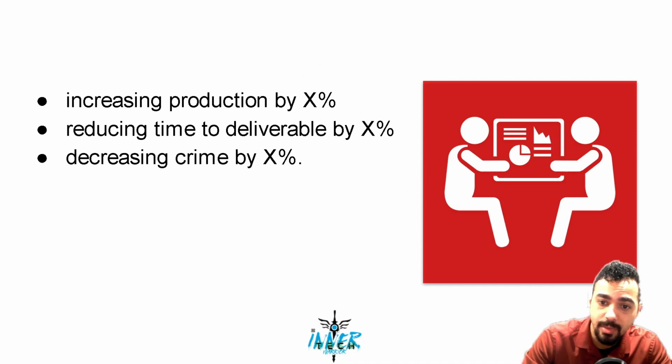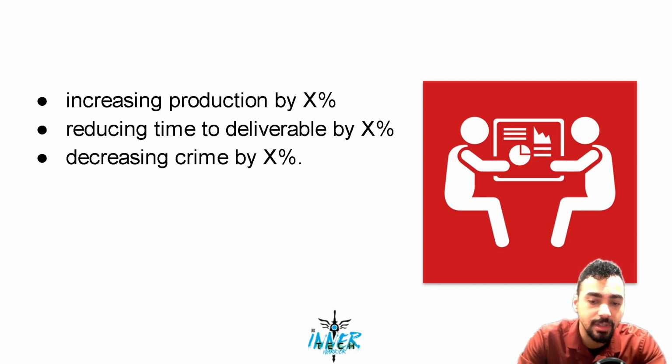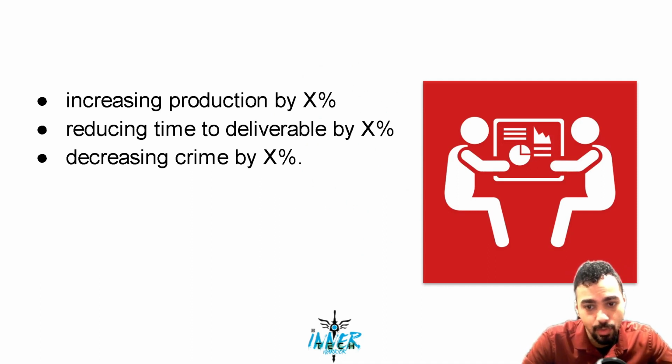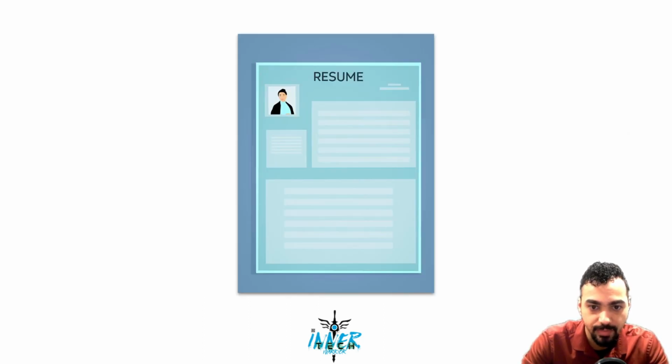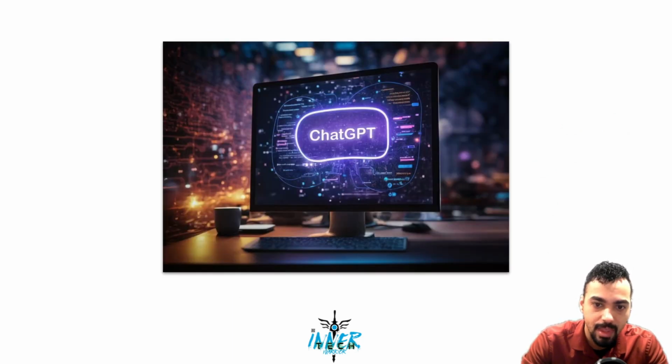Like increasing production by X%, or reducing time to deliverables by X%, or decreasing crime by X%. You may need to get creative. It doesn't have to be perfect. Use the resume template below to create or update your resume. Now we're going to use ChatGPT to spice up our summary and bullets, while also helping us tie them to the skills needed for a network administrator.